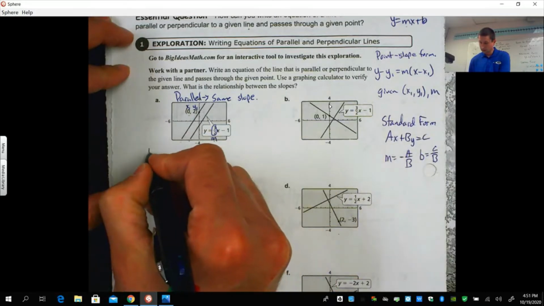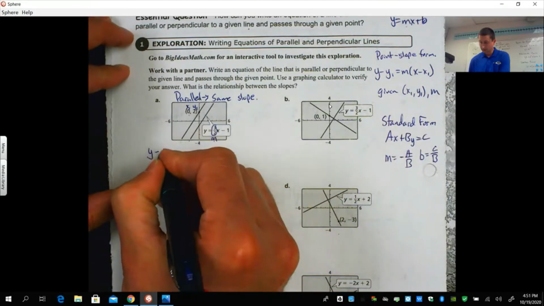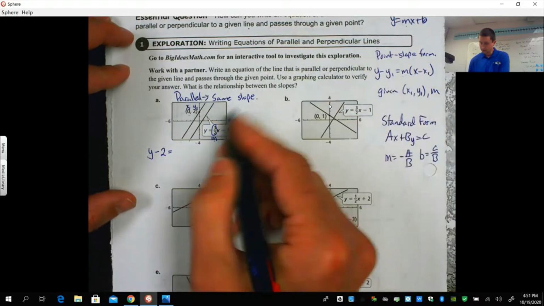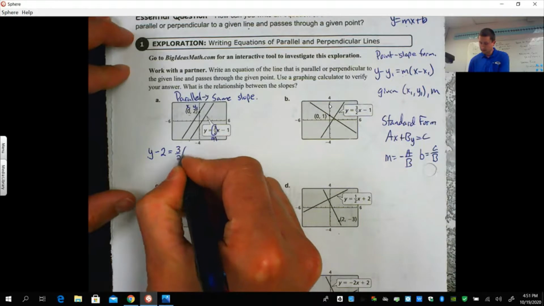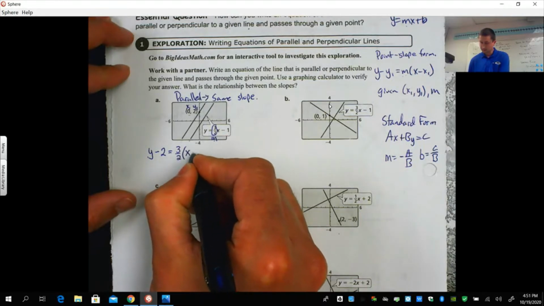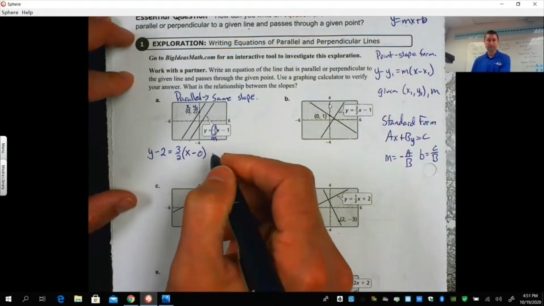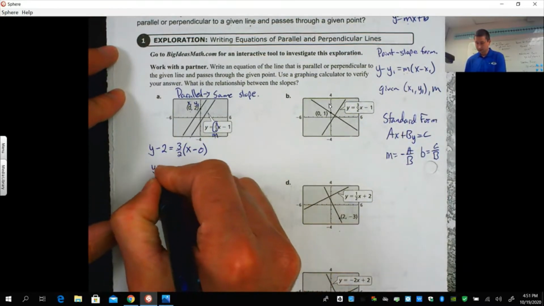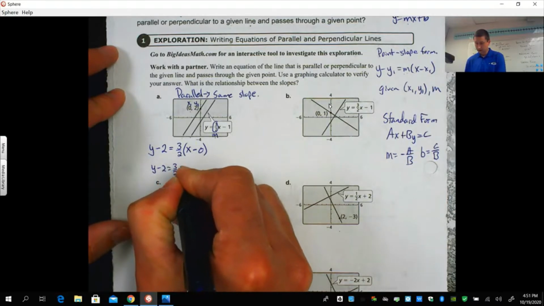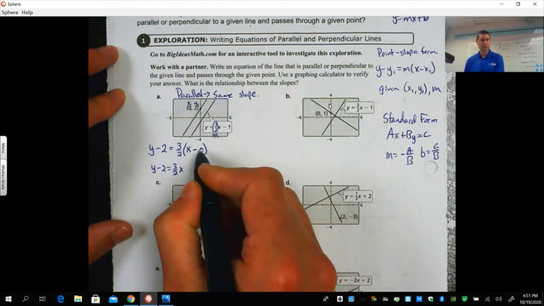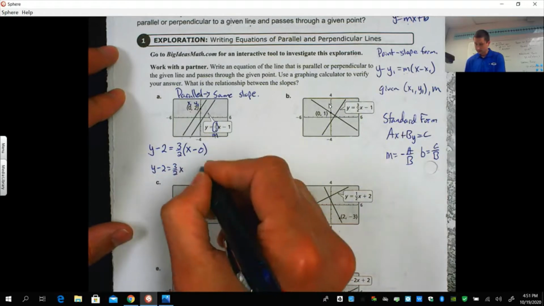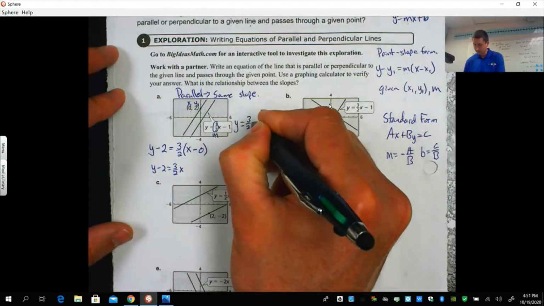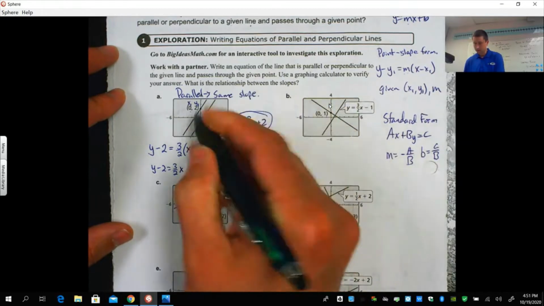So I'd go y minus the y value, so y minus 2 equals m. M is 3/2 times x, that first x stays an x, minus my x value, which is 0. We would distribute normally, but we have a 0 there, so y minus 2 equals 3/2 x, then minus whatever that would be if we had to distribute. Then we'll add the 2 over. Our final answer would be y equals 3/2 x plus 2. There's your equation for that second line.